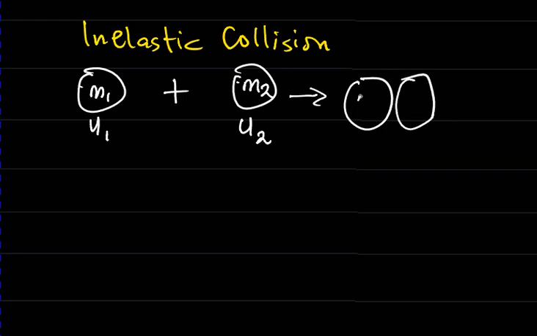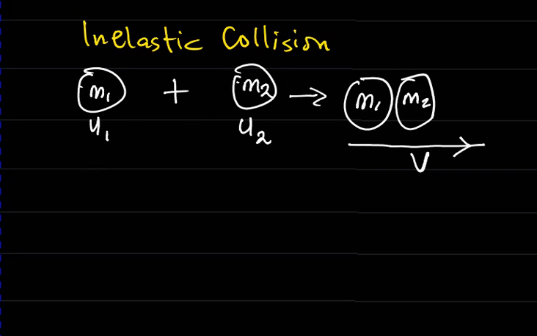This is M1 and this is M2. They will now move in the same direction with one common velocity, that is the final velocity. So from inelastic collision, we can derive a formula of conservation. We are told that momentum is conserved. From the law of conservation of momentum, momentum before is equal to momentum after.